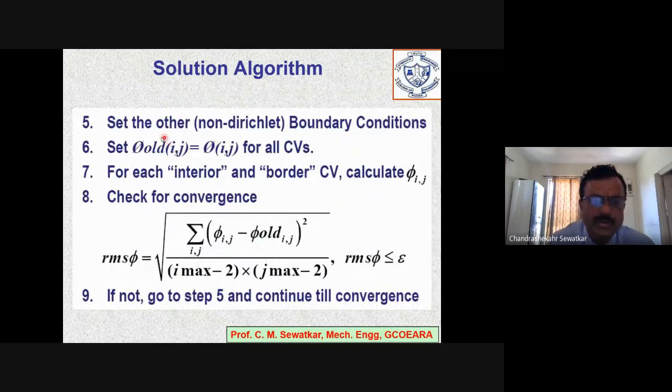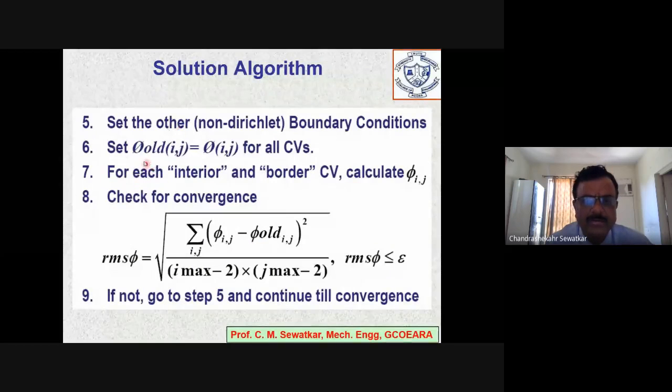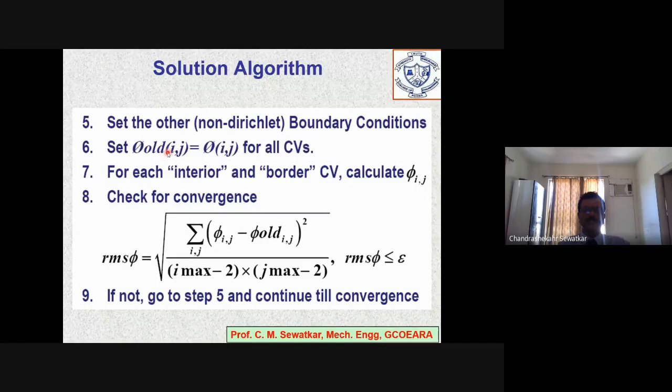What we do now, we define another variable, that is phi old ij. My regular variable is phi ij. We set another variable, phi old ij, and we assign all phi ij's to those phi old ij's. So we are making all the values which are available with us old. So phi old ij is equal to phi ij for all control volumes.